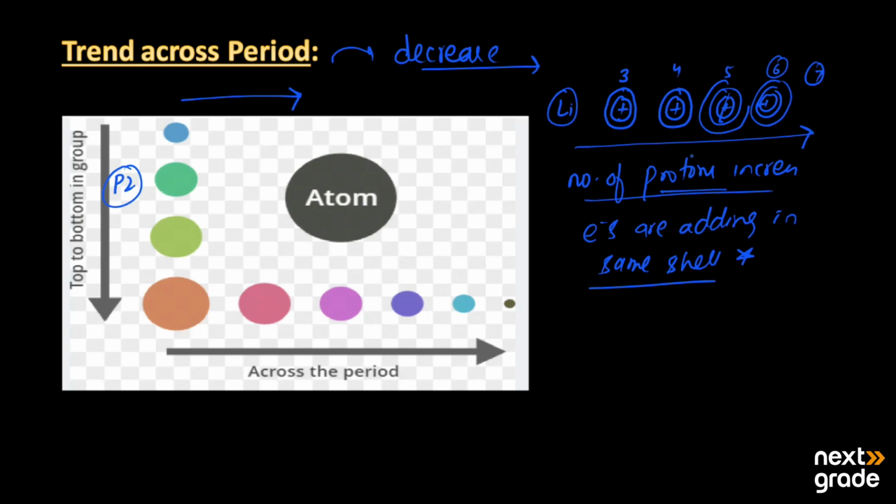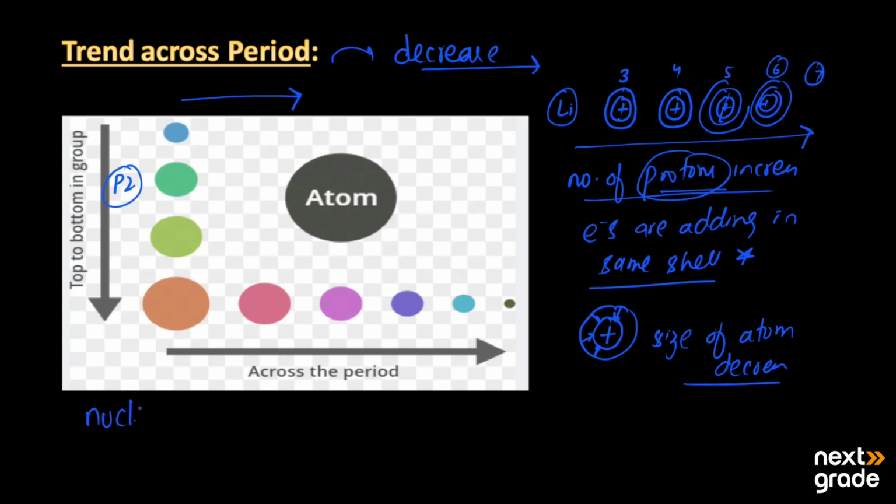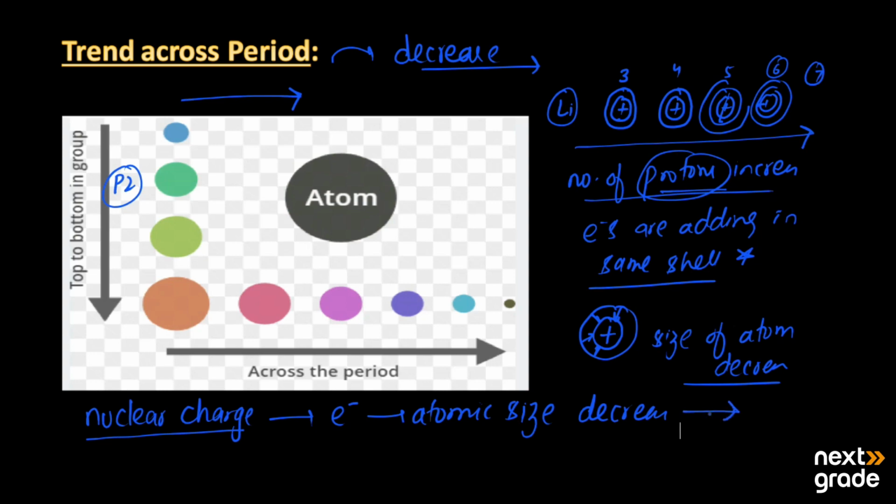So as protons increase, the positive charge on the nucleus increases, so it pulls the electrons more tightly towards itself. In turn, the size of the atom decreases. This is the main reason: as the nuclear charge increases, it pulls the electrons towards itself more tightly. So that's why the atomic size or atomic radius decreases from left to right in the periodic table.